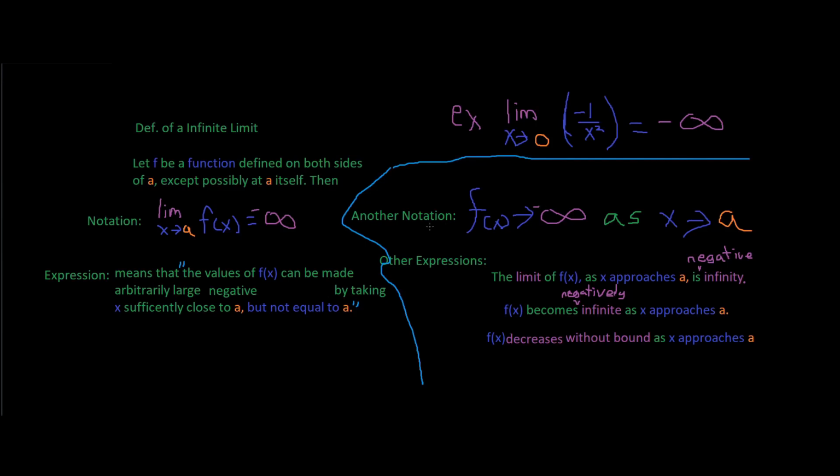So it says another notation. f of x approaches negative infinity as x approaches a. Other expressions will be the same expressions, except now we're going to have negative. And let's say this one down here, it says decreases instead of increases without bound. So that's just the difference.